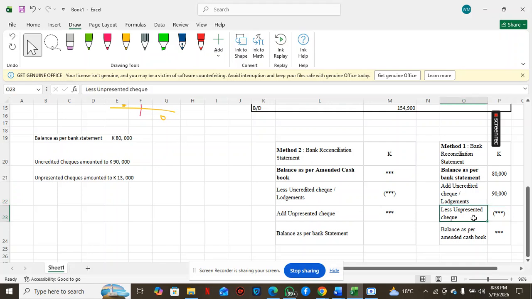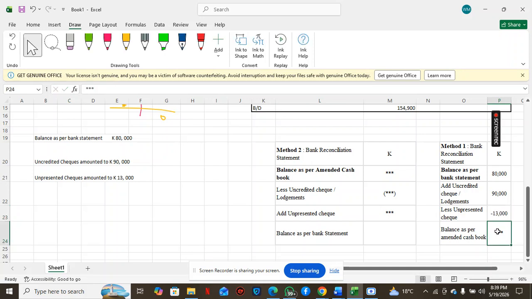Then we're going to subtract the unpresented checks. This is the payments which the business is aware of and the bank is not aware of. So it's represented as a negative number because an unpresented or an outstanding check, sometimes you hear outstanding check or unpresented, just remember it means a payment.